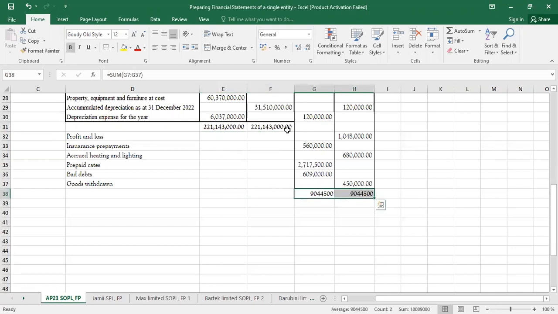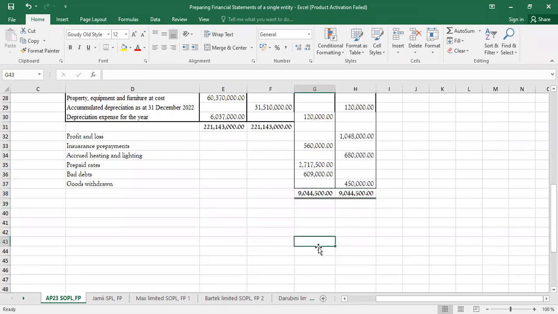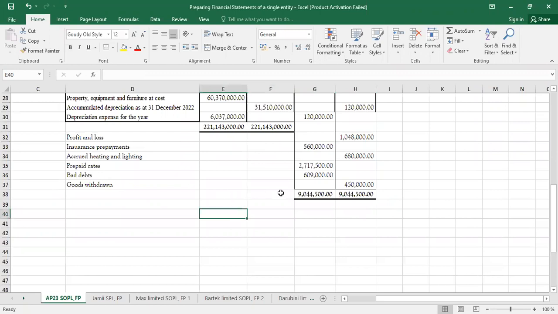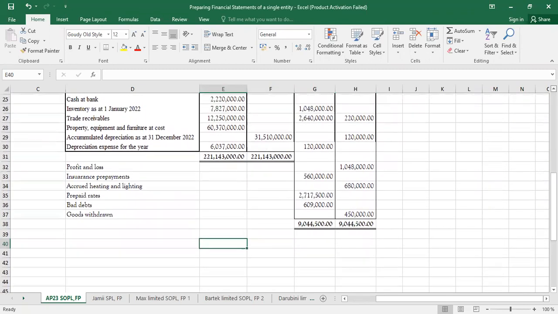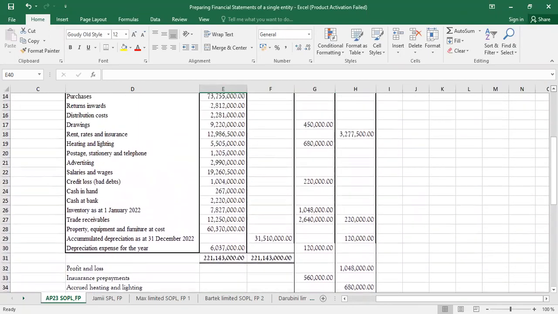Maybe I'll input the comma sign so that I can easily see, isn't it? So I'll do Alt HBU to show that that one is the balancing figure. Also this one, I'll do Alt HBU, isn't it? That way you can see also our adjustment column has balanced, isn't it? So what is remaining is we create the adjusted trial balance.